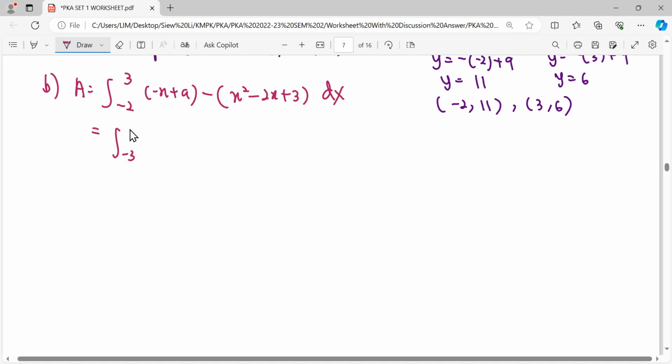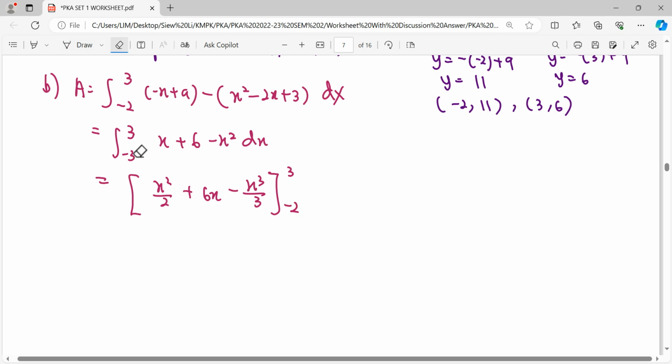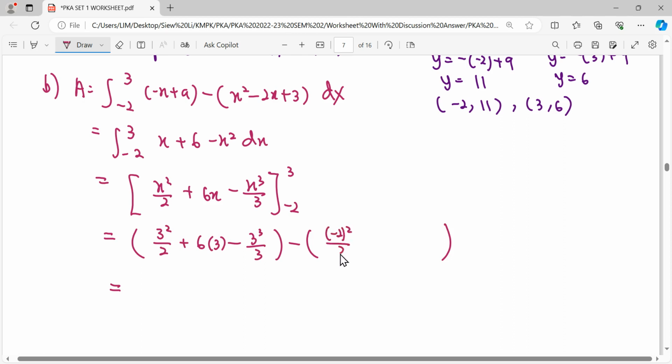So we can try to simplify first. Negative x, negative negative positive 2x leaves us x, and then 9 minus 3 gives us 6, and then minus x squared, dx. Then we start to integrate: power plus 1 over the new power, and integrating a constant gives linear. Upper limit 3, lower limit negative 2. Our next step is to substitute the upper limit minus the lower limit, then we evaluate using a calculator. So here we have our final answer.